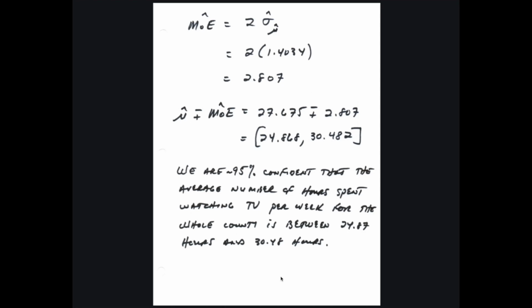And so once we have that, then we can use the point estimate along with this margin of error to construct the approximate 95% confidence interval estimate for mu, the overall population mean. That interval ranges from 24.868 hours per week up to 30.482 hours per week. And so we can say that we are approximately 95% confident that the average number of hours spent watching television per week for the whole county is somewhere between 24.87 hours and 30.48 hours.